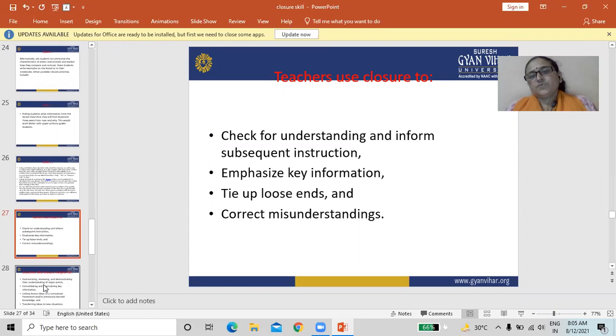Teachers use closer to check for understanding and inform subsequent instruction, emphasize key information, tie up loose ends, and correct misunderstandings.